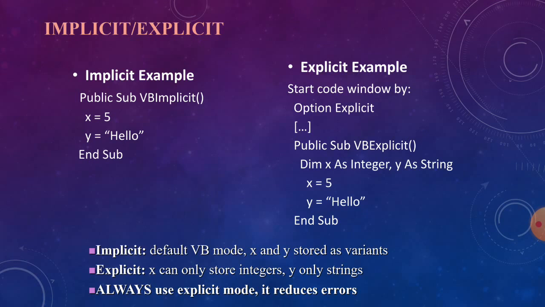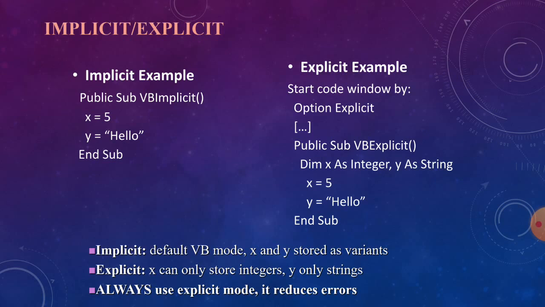Here x = 5 means we are storing an integer value. That's why we are calling x an integer variable. Whereas in the implicit example, we didn't give any data type. So by default, it will take it as the Variant data type. So what is a Variant data type? It is used to store any type of data. This Variant data type is a default data type which is used to store any type of data. So that is the difference between implicit and explicit.